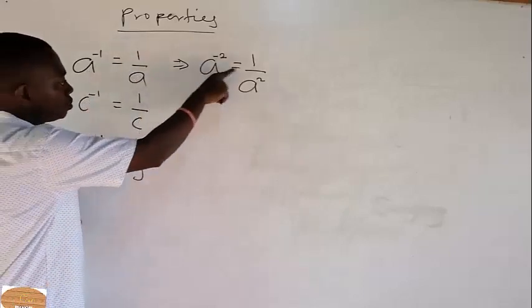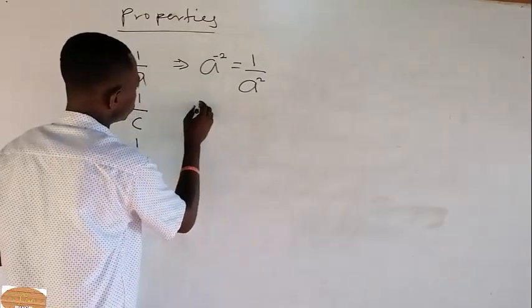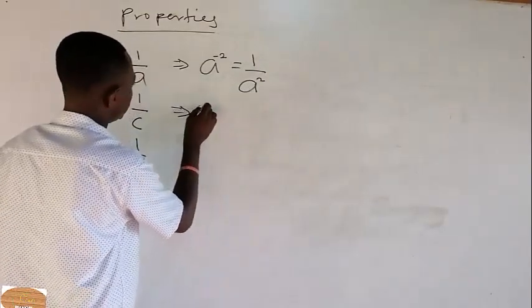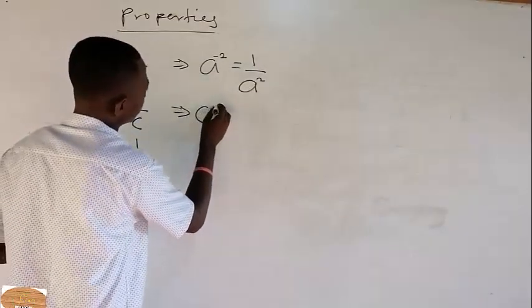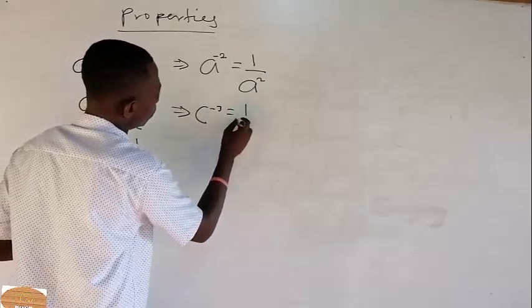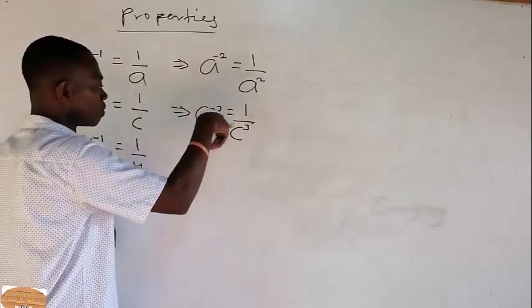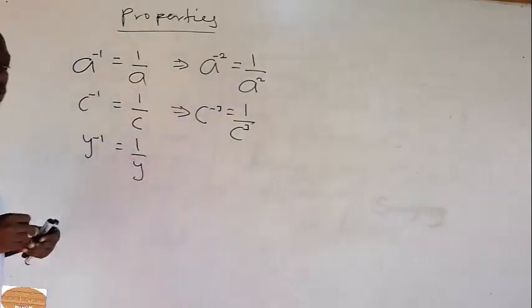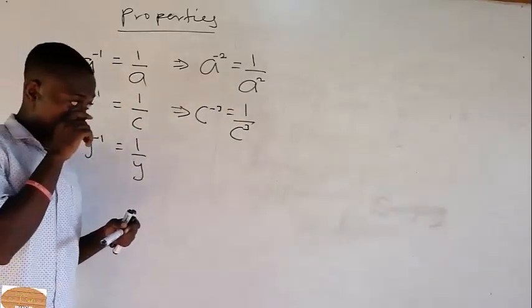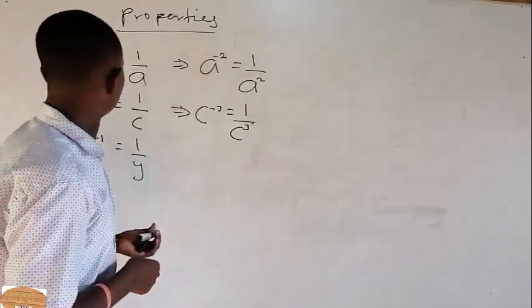Alright, so if here is 3, the 3 will come. So c to the power minus 3 is the same as 1 over c to the power 3. So the moment you write this 1 over, then the minus will go. Alright, so that's that. Now let's move on.